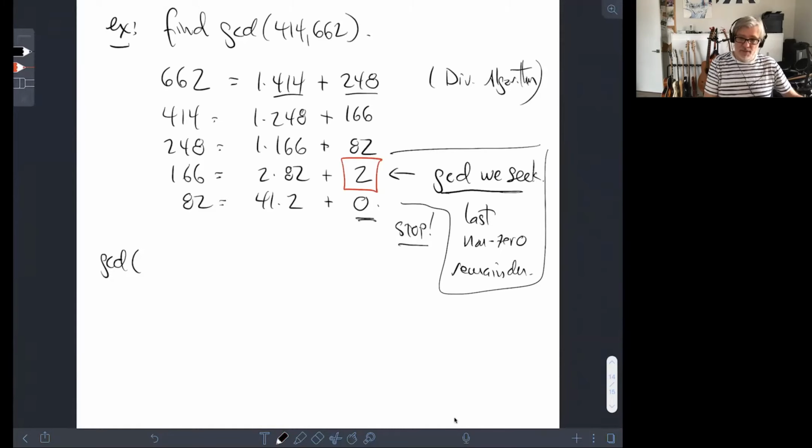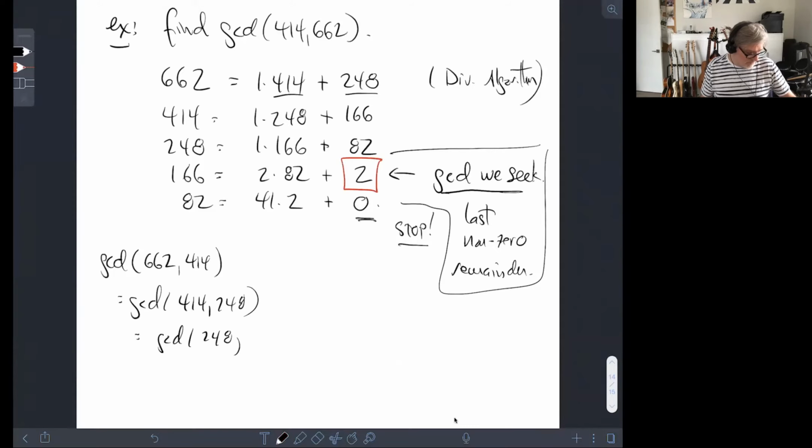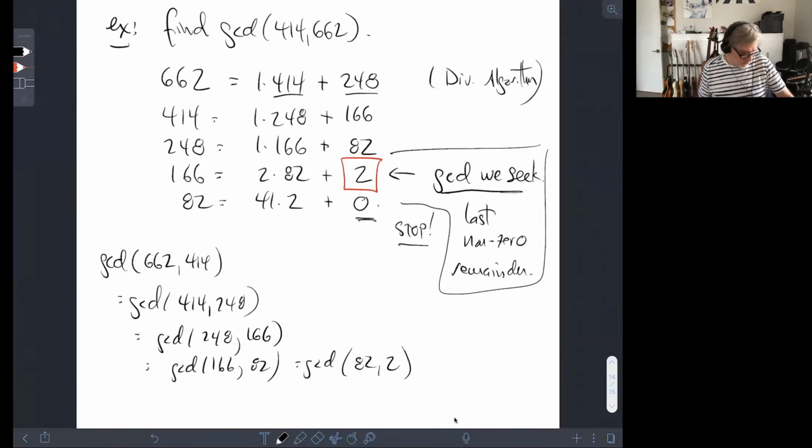Why is that? Because the GCD of 662 and 414 is equal to the GCD of 414 and 248, which is equal to the GCD of 248 and 166, which is equal to the GCD of 166 and 82, which is equal to the GCD of 82 and 2, which is 2. It'll stop in a pair where the smaller divides the bigger one.